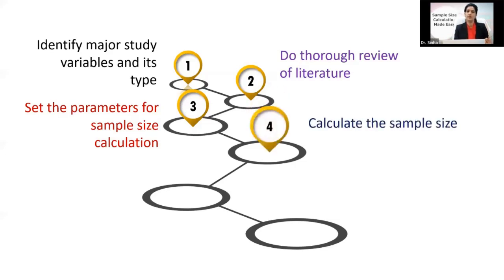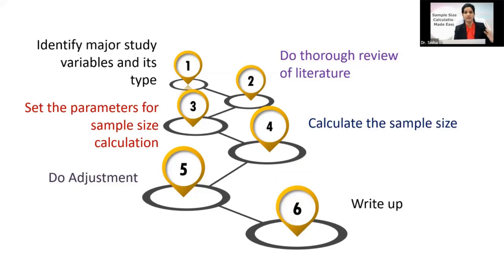And then the fourth is you have to calculate the sample size. After calculating the sample size, you have to make adjustments, because you have to either adjust it based on the finite population, or if there is clustering of your samples, you have to put a concept of design effect, or you have to adjust based on the response rate. This adjustment we do once we calculate the sample size, and then we do the write-up.